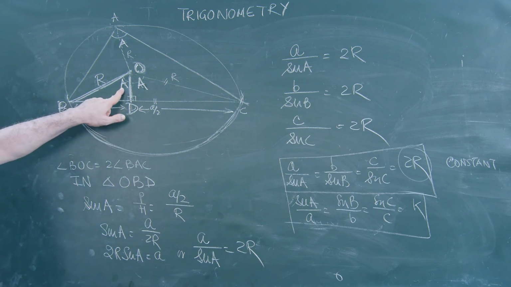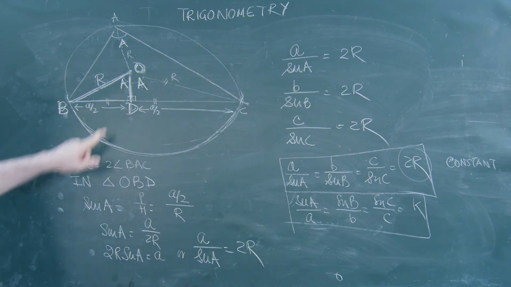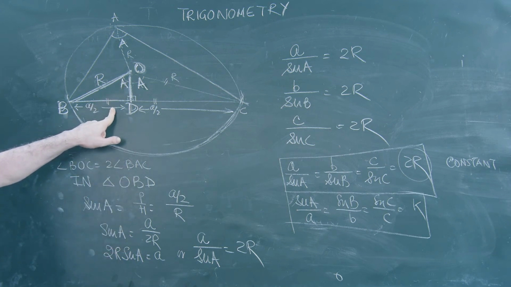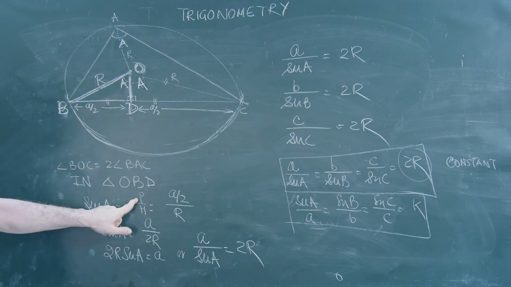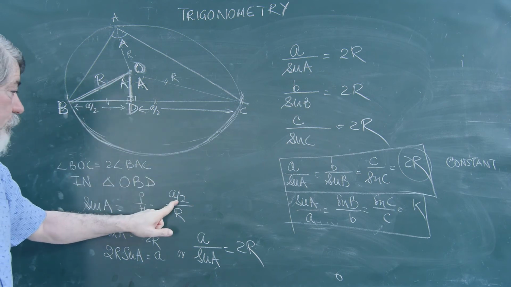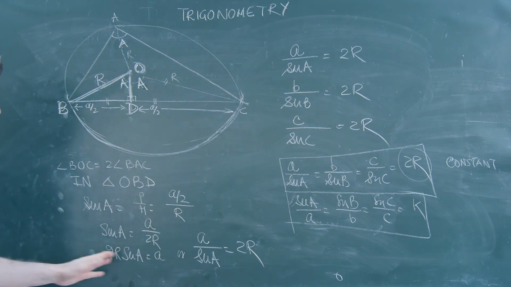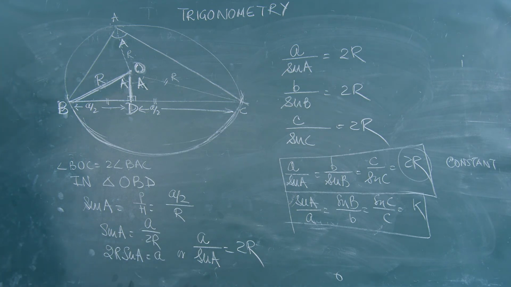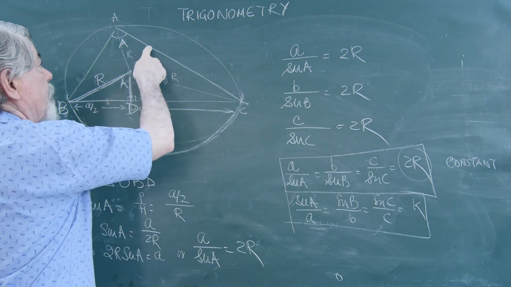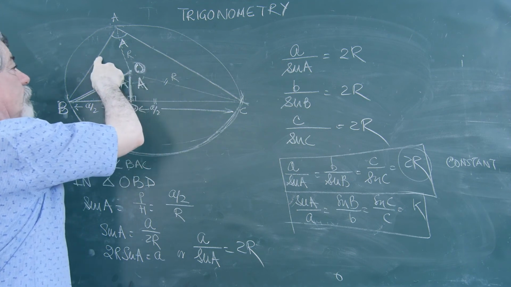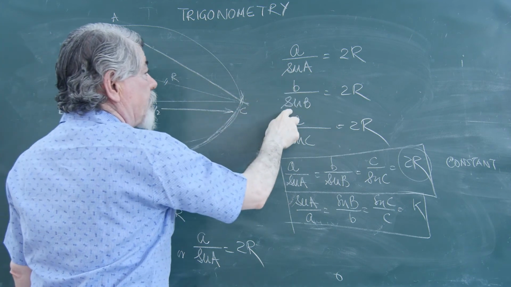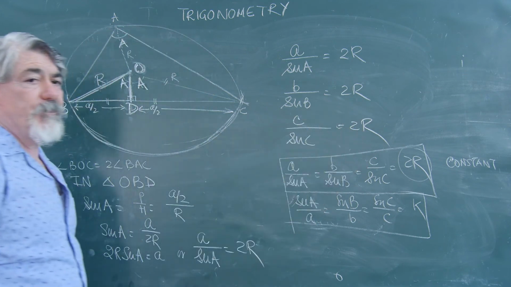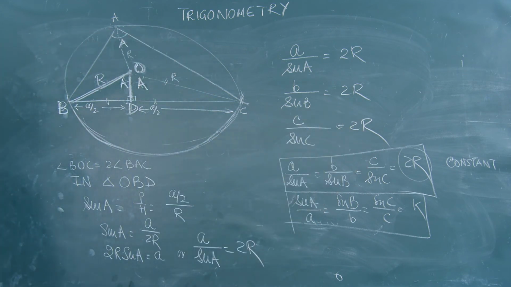Now I calculated sine A of this angle: perpendicular upon hypotenuse. The perpendicular is the side opposite, a upon 2. Hypotenuse is R, so a upon 2R. Or when we cross multiply, we get a upon sine A as 2R. Similarly, when we drop perpendiculars to the other sides, we get b upon sine B is equal to 2R, and c upon sine C is equal to 2R.